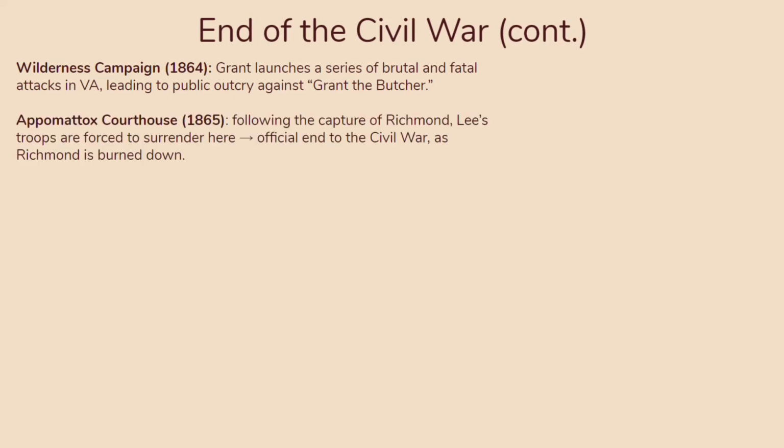Another one you should know about is the Appomattox Courthouse in 1865. This happened following the capture of Richmond, Virginia, which is the Confederacy's capital, and Lee's troops are forced to surrender here. This marks the official end of the Civil War, as Richmond is eventually burned down.